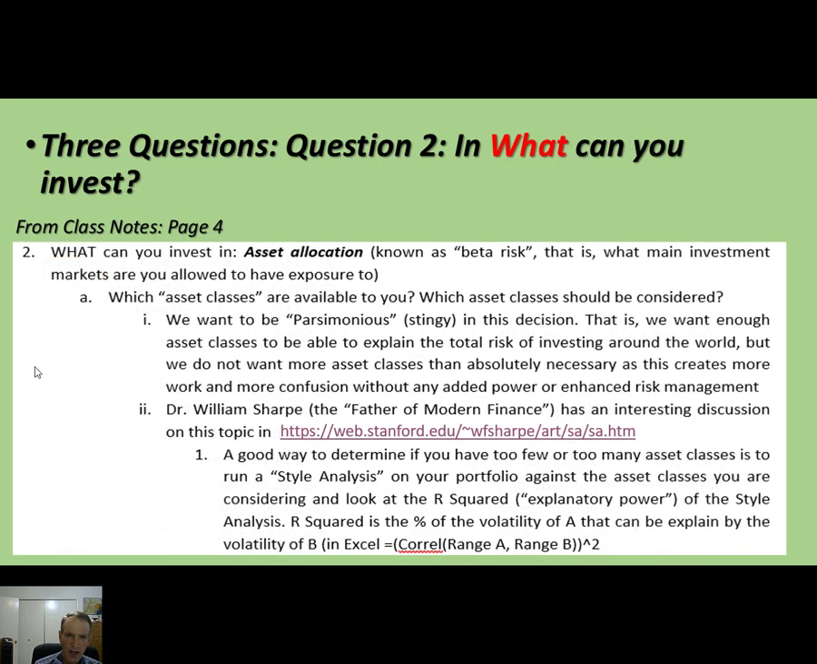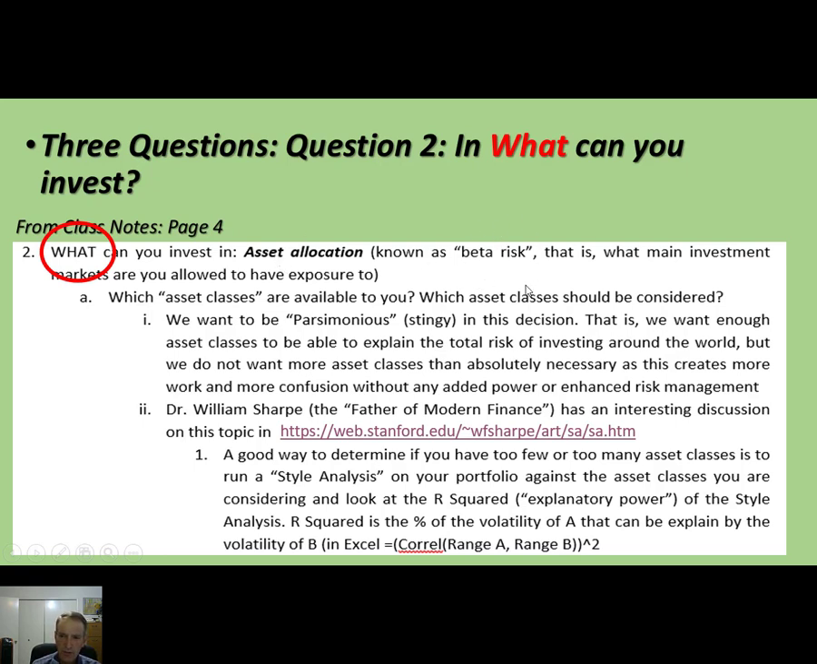Once you have the why, then the second question, I'm on class notes page 4, the second question is what? And this is the bulk of exam 1. This is about 90% of exam 1. Here we're going to talk about asset allocation. What assets can you buy?